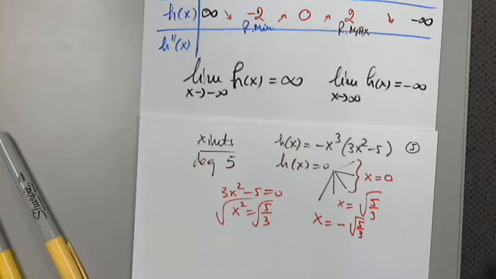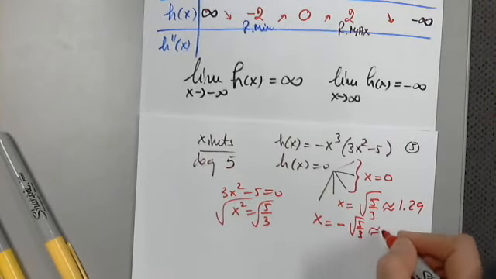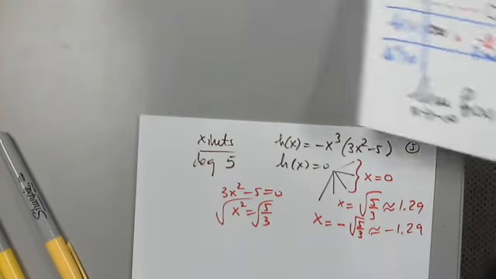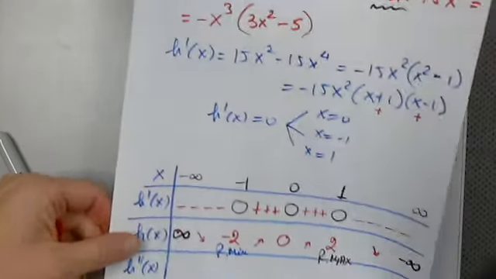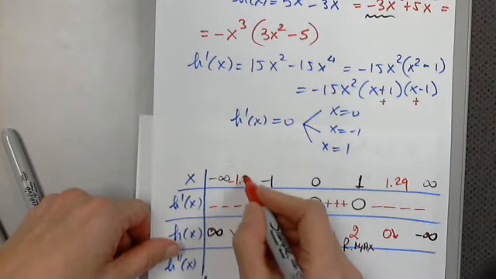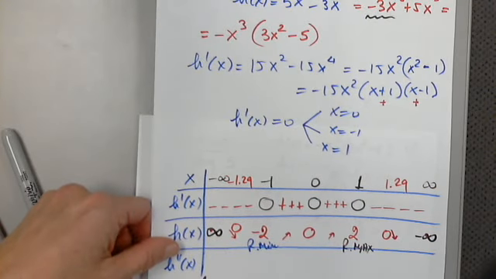I'm looking for my calculator so I can determine that. I put it in the table. So the square root of 5 divided by 3, I got 1.29. So approximately 1.29, approximately negative 1.29. So I go back to my table. I need those numbers in there. So 1.290, negative 1.290, and 0 is here.